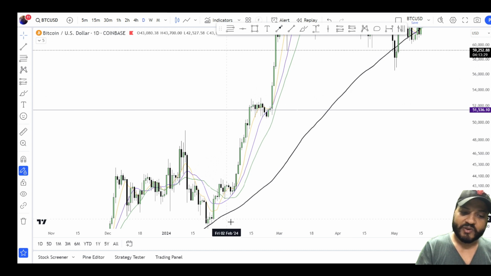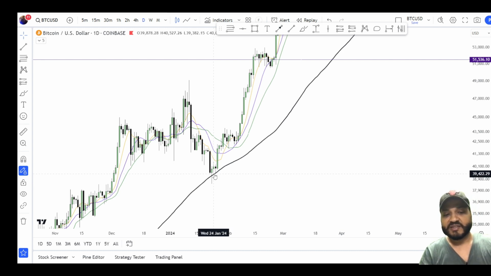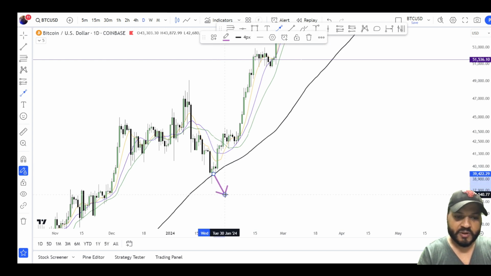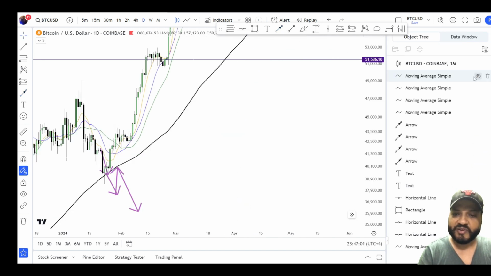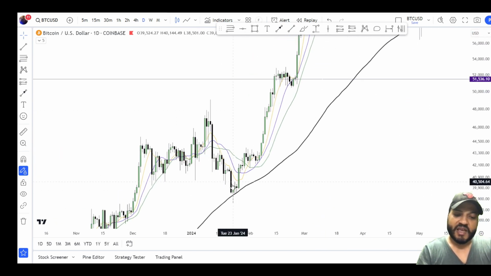And when it bounced back, until you don't get a confirmation of breaking down, touching is not important. Touching is okay. Until it touches, it breaks, it goes down, and then it goes to test this line again and gives a confirmation, then it means it's going down. But for now, what it did is it just gave away here, and then it bounced back. So this is how it worked. Let me remove these arrows. So this is how it works.